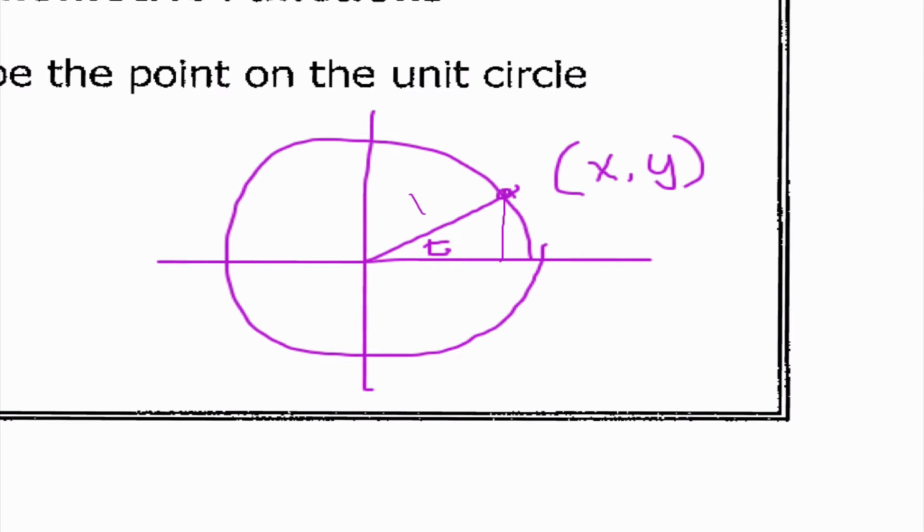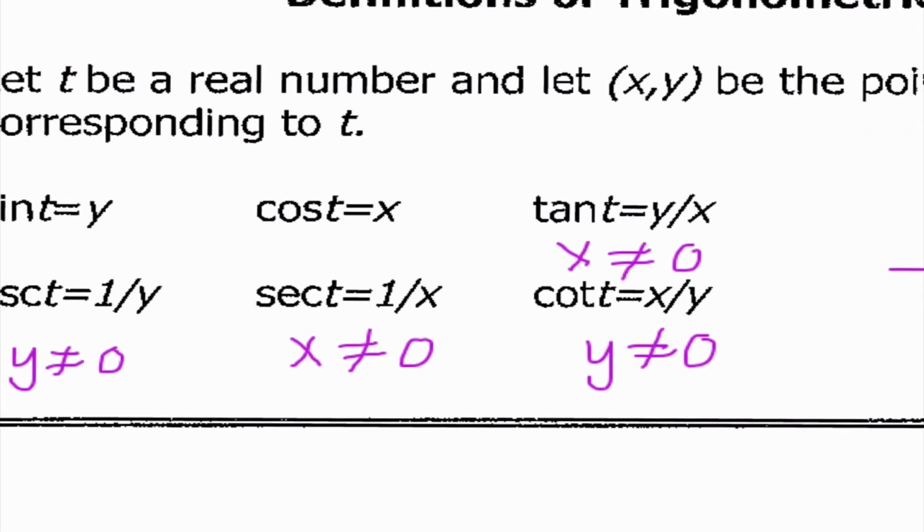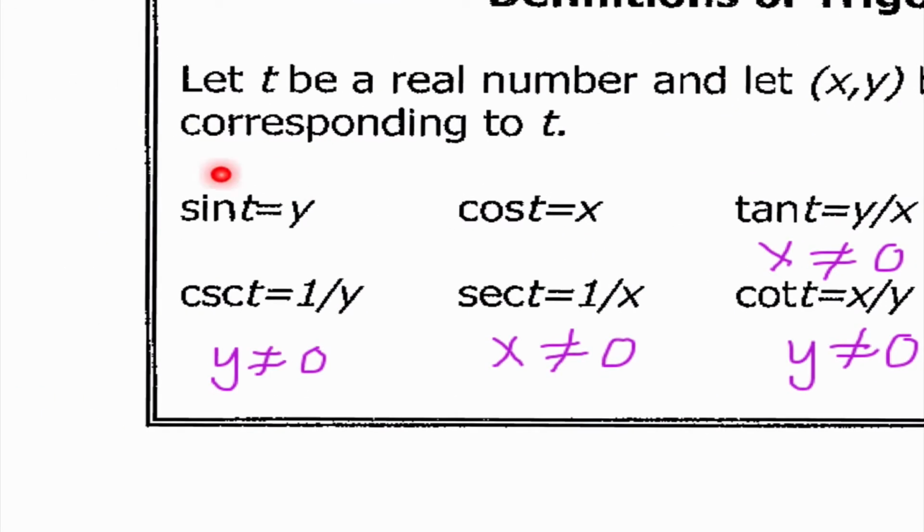Okay, if I draw straight down, I notice this forms a right triangle. This is our x value, and this would be our y value, because that's telling me how far over I'm going, how far up I'm going. So based on things that we've previously learned, I know sine of an angle, sine is opposite over hypotenuse. Notice I would get y over 1, or sine is equal to y.